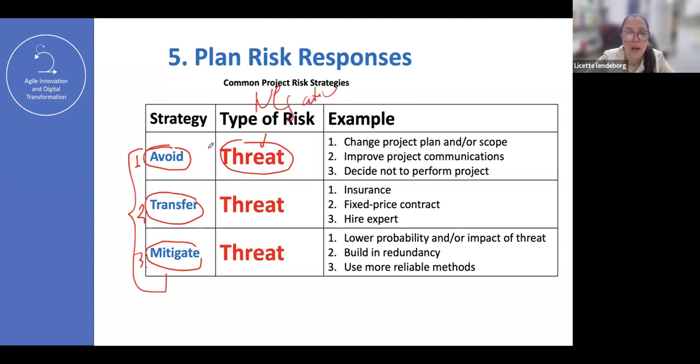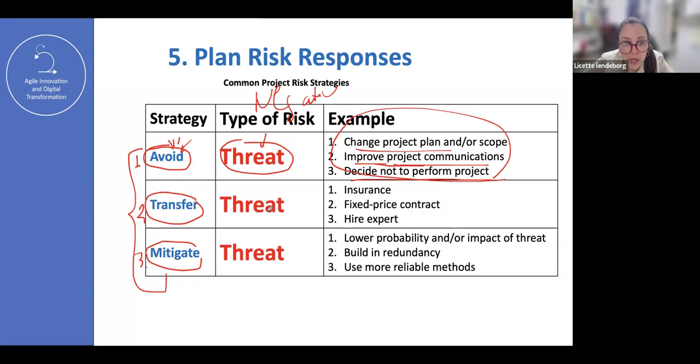Let me give you an example of avoid. Avoid is when you say, no, I'm not going to take the risk. I'm going to change my plan. So change the plan, improve project communications, or decide not to perform the project. Let me say, no, I'm not going to do this. Let me improve my project communication. I'm going to tell them, I'm sorry, I need to just remove that action from my plan.